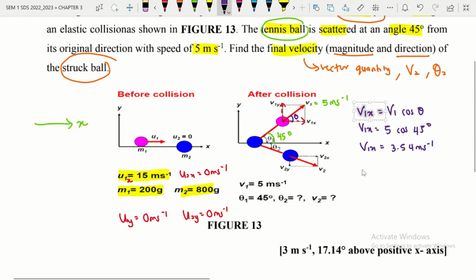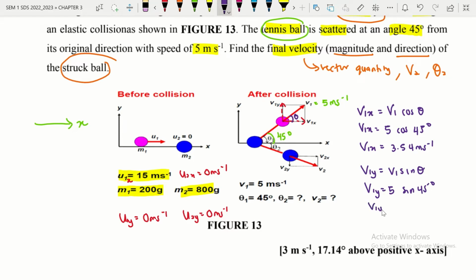Okay, so the next one kita cari pula untuk V1Y. So V1Y, kalau V1X dah cos, so Y akan jadi sin. V1Y sin, V1 sin theta. So V1 kita adalah 5 sin 45 degree. If you all tekan calculator, make sure your calculator is in degree, not radian. So you will get 3.54 meter per second. So maklumat penting, so Miss dah highlight.